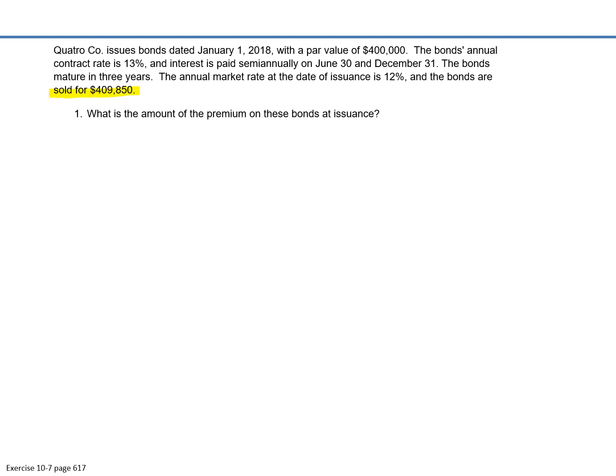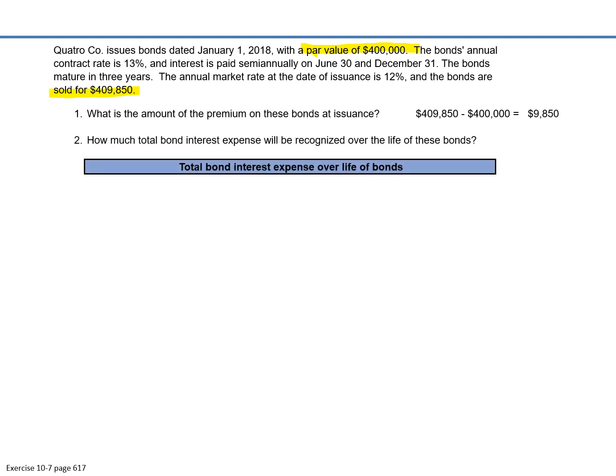Well, they're sold for $409,850. They have a par value of $400,000. Premium's the difference between the two, $9,850. How much total bond interest expense will be recognized over the life of the bonds?